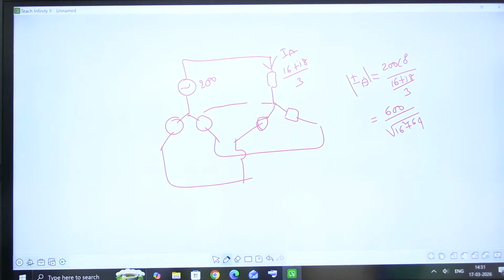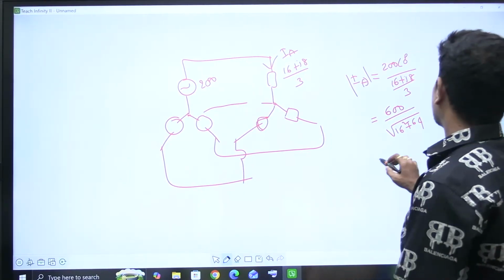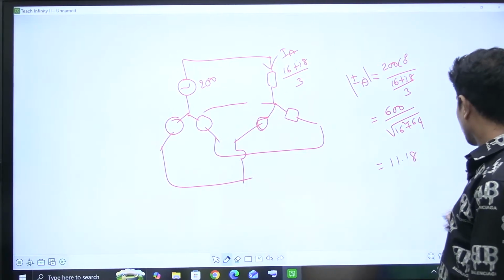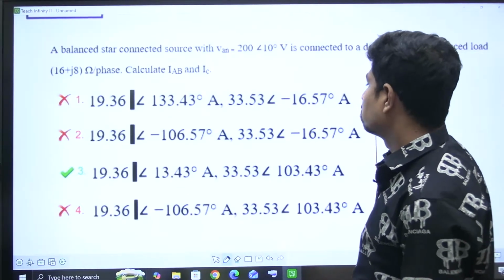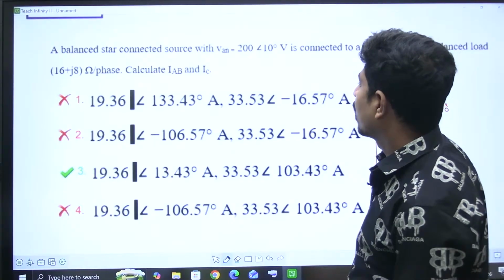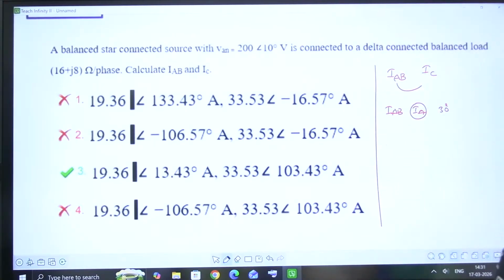16 square plus 8 square, 8 square is 64, so the root of 320. I'm calculating. It is 17.88. Now 200 divided by 17.88 will be 11.18. So 11.18 is the magnitude of the current. At least that is the magnitude we got, but nowhere is 11 in the options. What happened?